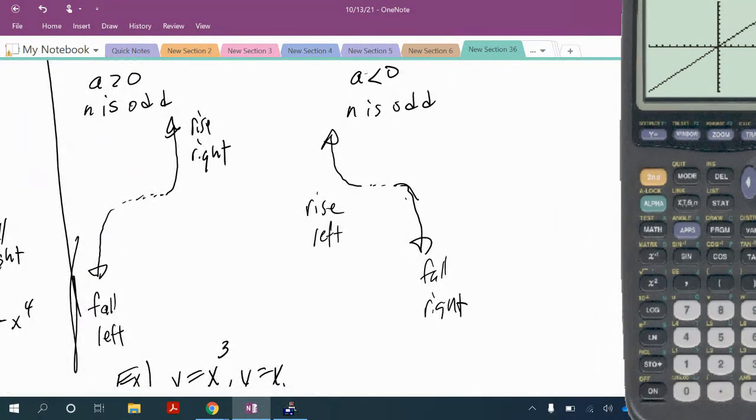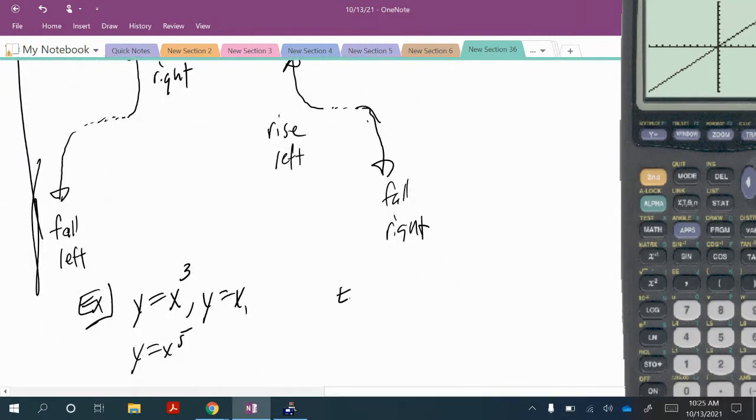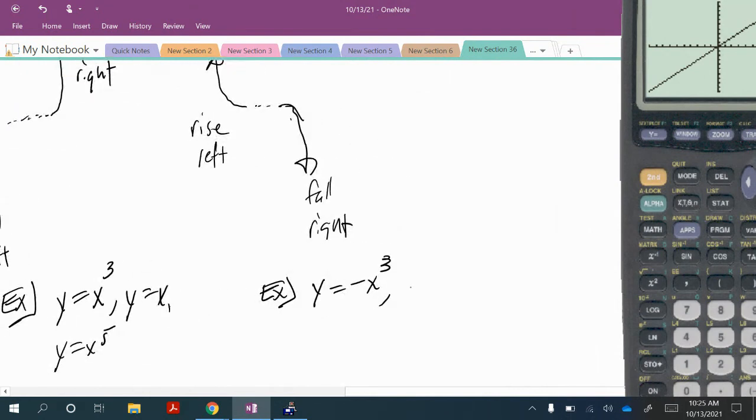And now for our last setup, we have the leading coefficient is negative, and we have n is odd. So some examples would be y is equal to negative x cubed, y is equal to negative 4x to the fifth, so on and so forth.